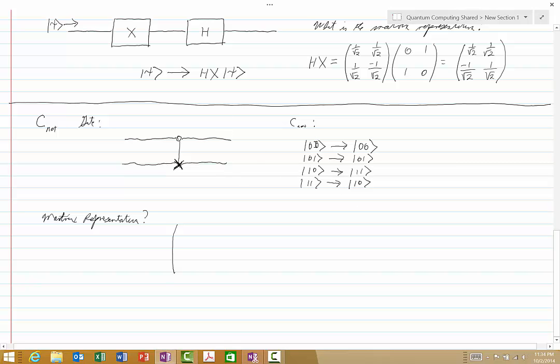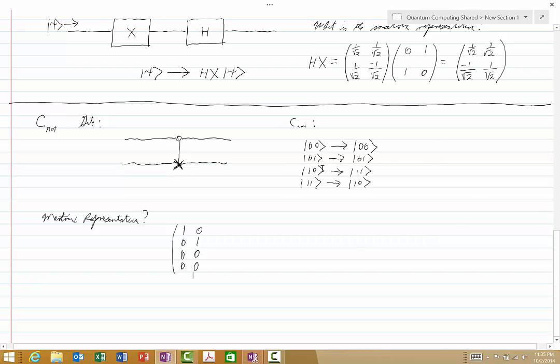Well, just as we did before, remember that 00 ket corresponds to the 1 0 0 0 vector, and that's going to go to itself. So the first column of this matrix is 1 0 0 0. Okay, the 01 ket will correspond to the vector 0 1 0 0, and that will also be taken to itself, so that means that the second column of the matrix will be 0 1 0 0.